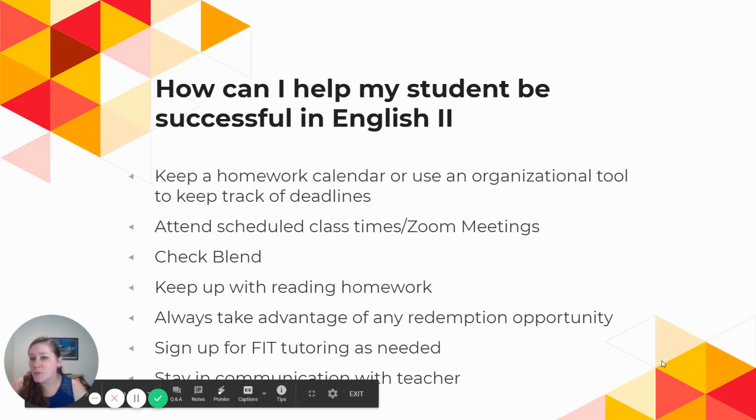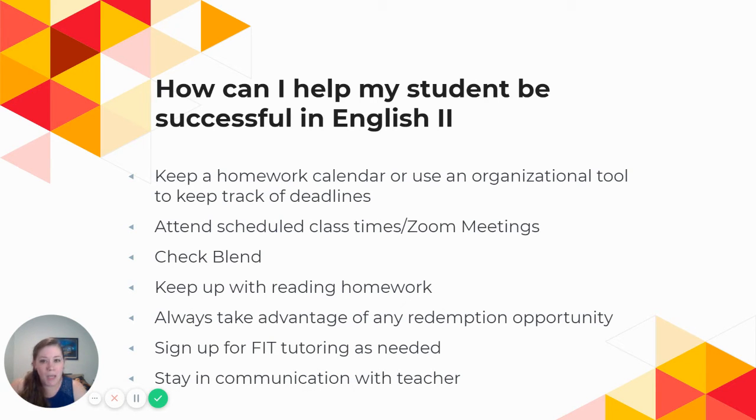So how can you help your student be successful in English 2? Keep a homework calendar or use an organizational tool to keep track of deadlines. Blend has a calendar. I know it can get very full of things, so that might be overwhelming. Maybe a paper planner, maybe their phone. It really just depends on what works best. There are a lot of great apps and options out there.